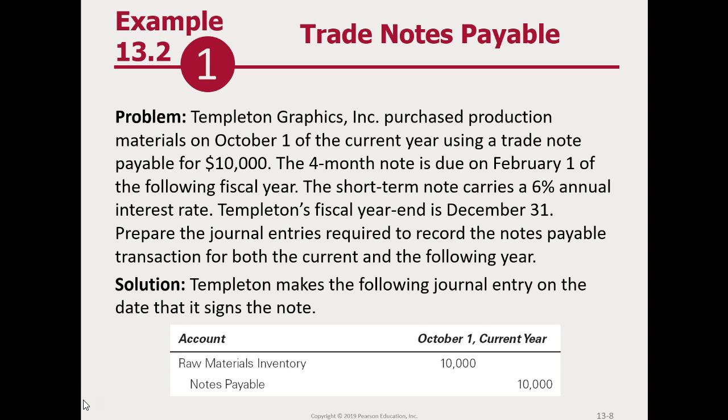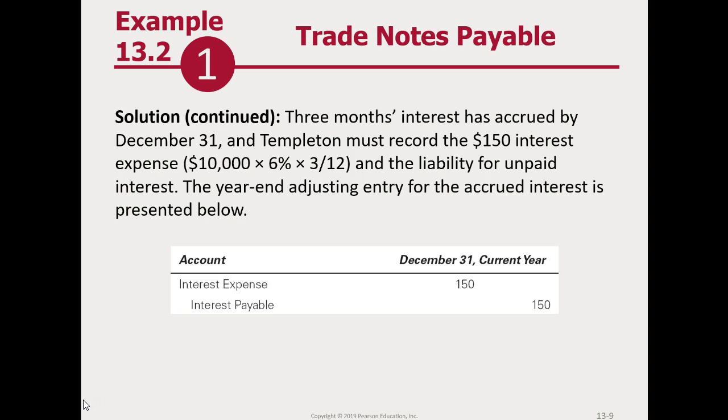Okay, let's change it up a little bit. Instead, they're getting the inventory, but they're putting it on a 4-month note payable. And we have a 6% annual interest rate. So the fiscal year end is at December 31st. It's October 1st, the date that we received this. So October, November, December, 3 months will have occurred before year end date. So at year end, we're going to have to accrue the interest expense and show the interest payable.